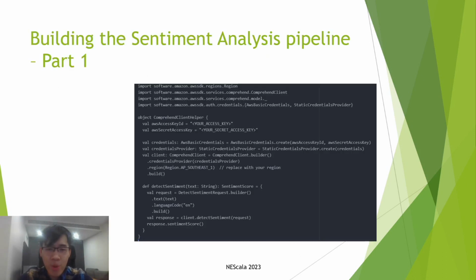So we'll go into the code directly now. We'll go into the first part of building the sentiment analysis pipeline. As you can see here, we firstly will create a comprehend client helper. What we want to be able to do is have a connection to AWS and in general create a new instance of the Comprehend AWS service.